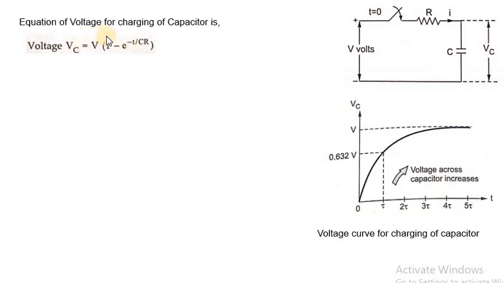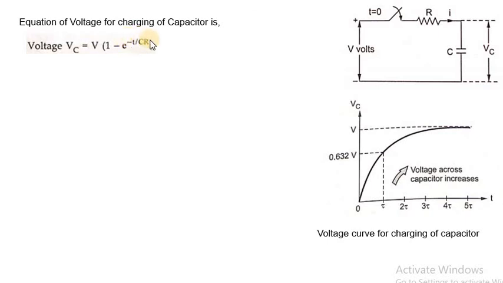So the whole equation value will be 0. So what is VC? Equal to 0 at t equal to 0. Okay. Now put t equal to infinity. So e raised to minus infinity divided by CR. What is e raised to minus infinity? e raised to minus infinity is 0.